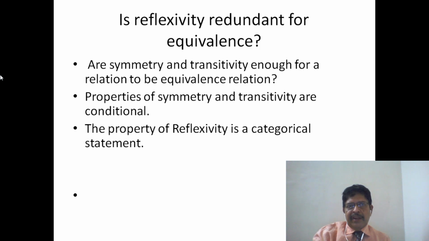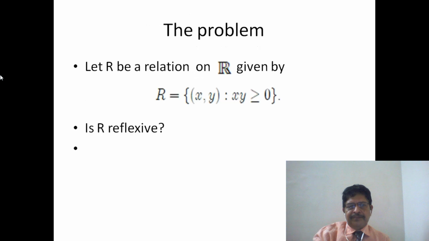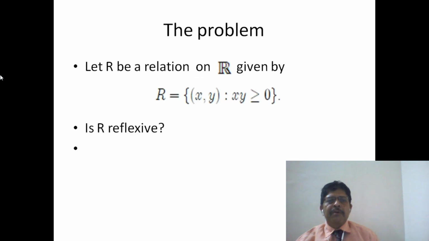So reflexivity is not redundant. Okay. So for a relation to be an equivalence relation, it has to be all the three: reflexive, symmetric, and transitive. Now let us solve this problem.